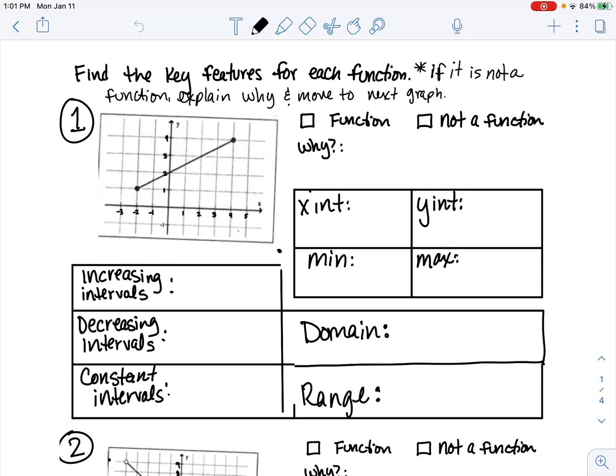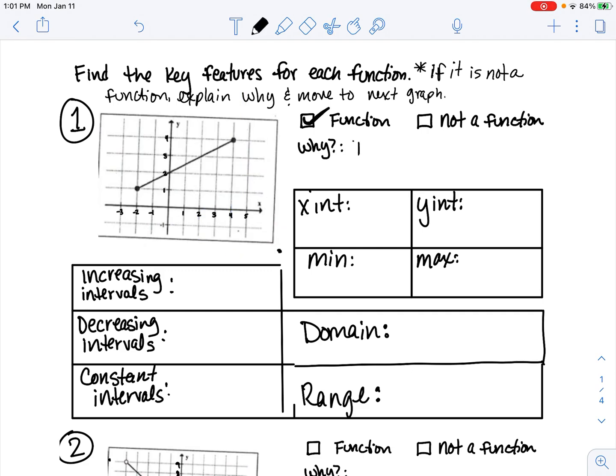All right, so we're looking at finding the key features for each function. And it says asterisk, if it is not a function, explain why and move on to the next graph. Okay, so is this a function? Because we're looking at a graph, we're going to look at the vertical line test. So for a vertical line test, we're just going to draw a vertical line, and we're going to say, does it ever touch twice? It never does touch twice, so yes, this is a function.